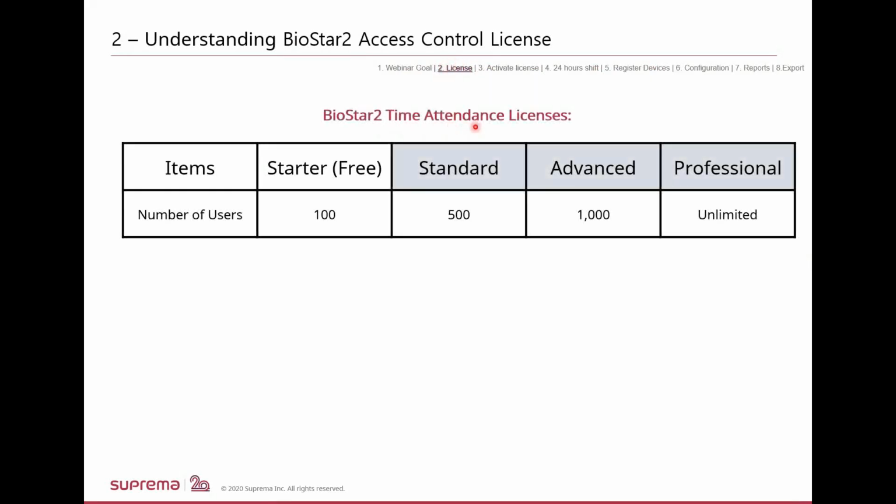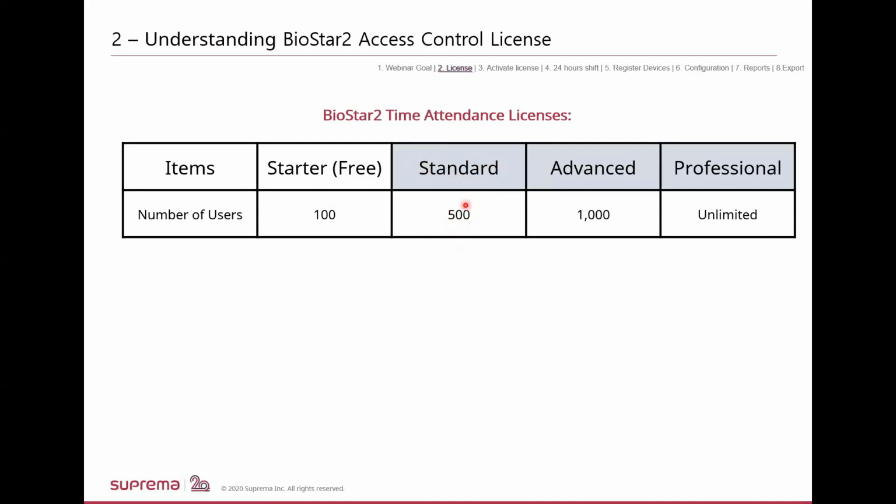So BioStar2 time attendance license, once you install BioStar2 application on the application server, then it will be having a starter version. This starter version, which we call the free version, is having up to 100 users for free. So if you have a customer where they have less than 100 users, they can use BioStar2 time attendance fully for free. However, if your customer has more than 100 employees, up to 500 employees, then you should buy or procure a standard license from your sales representative.